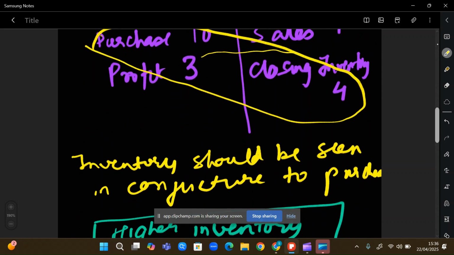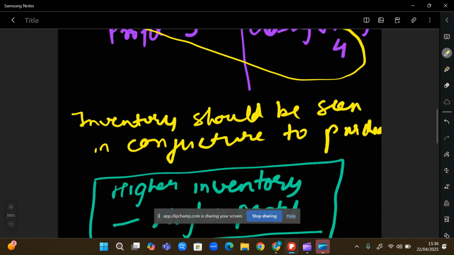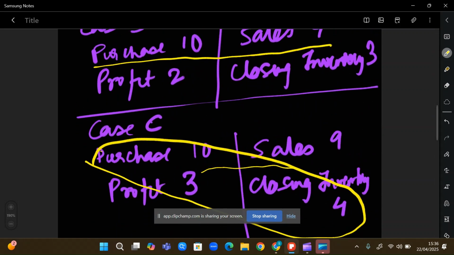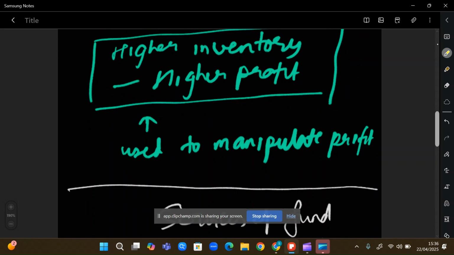So, how do we analyze this? How do we read into this? Inventory should be seen in conjunction with the purchase. C has consumed 6, taking profit 3, the highest profit because of lowest consumption. So we can conclude that the higher the inventory, the higher the profit. This concept is used to manipulate profit at times.